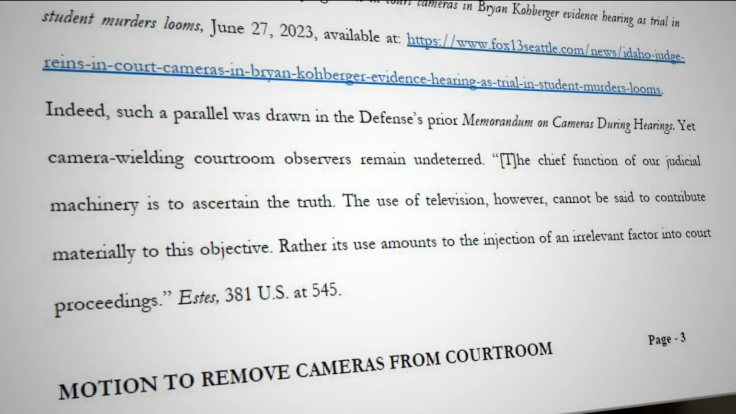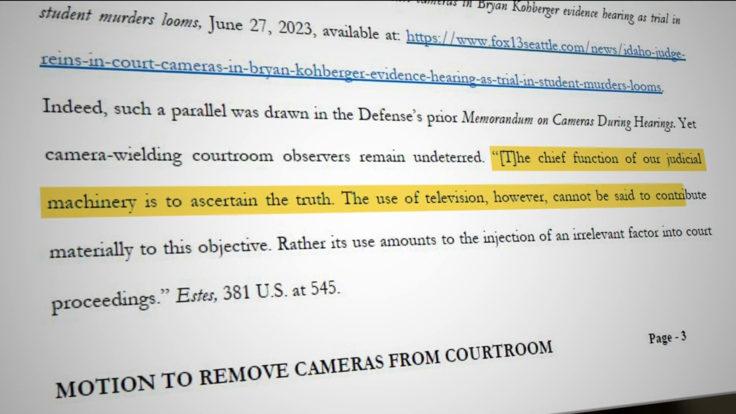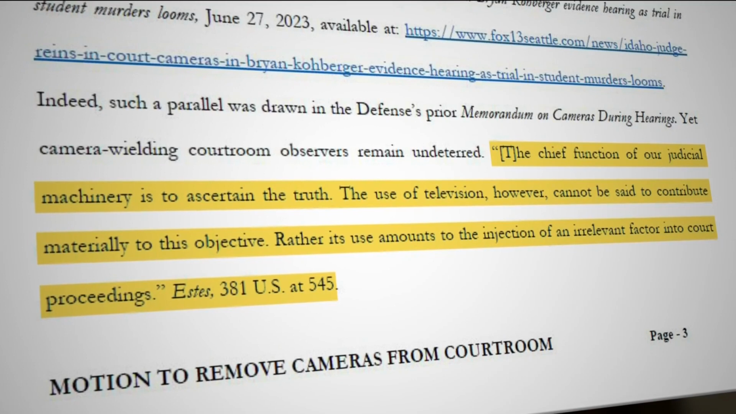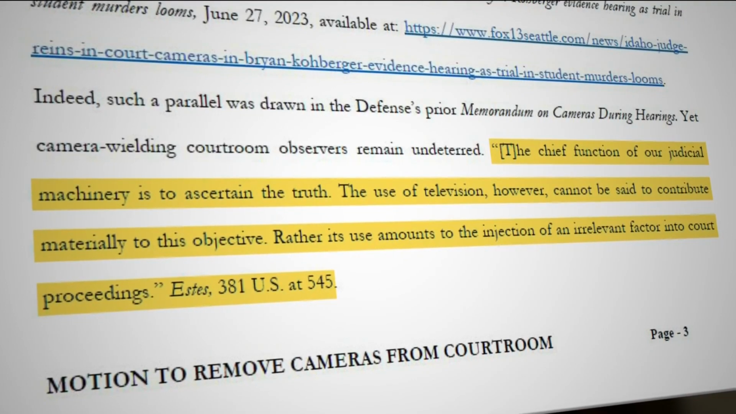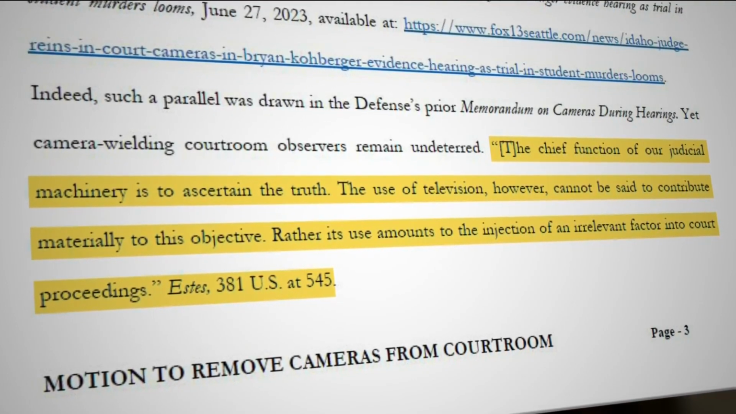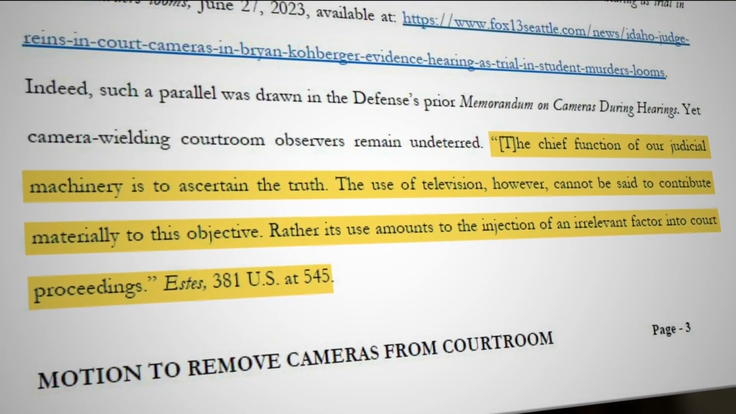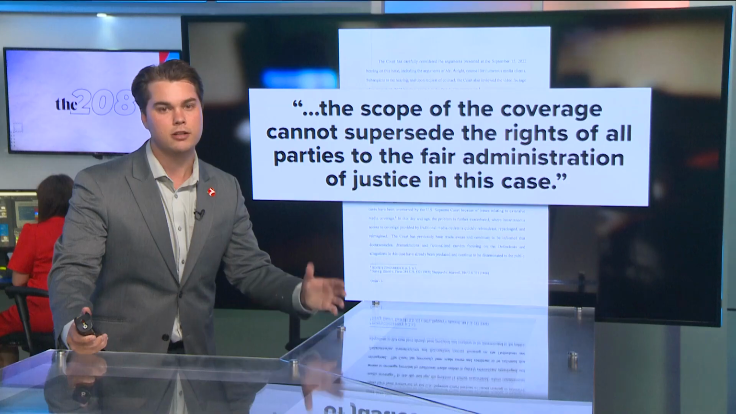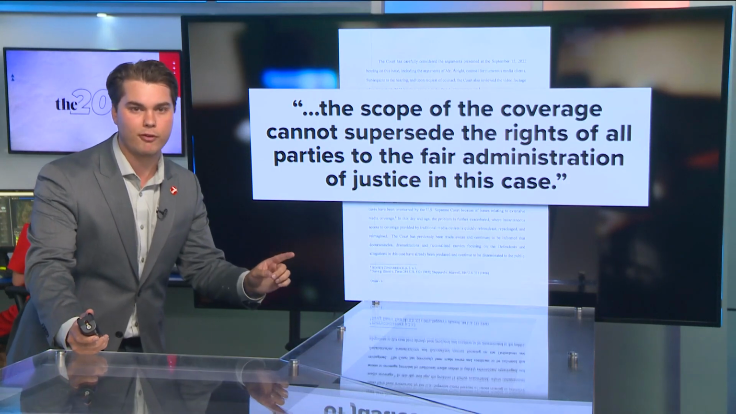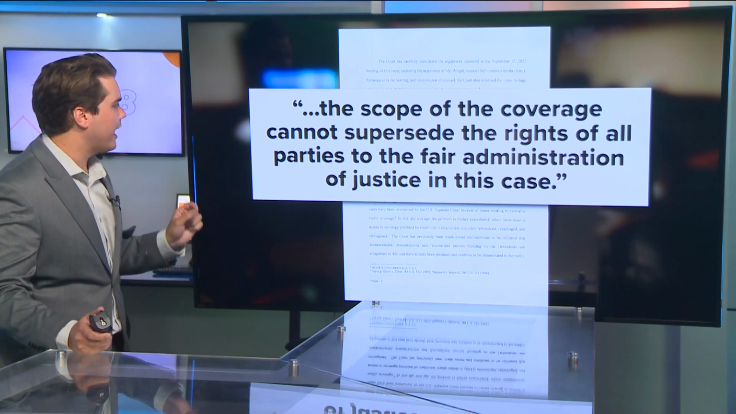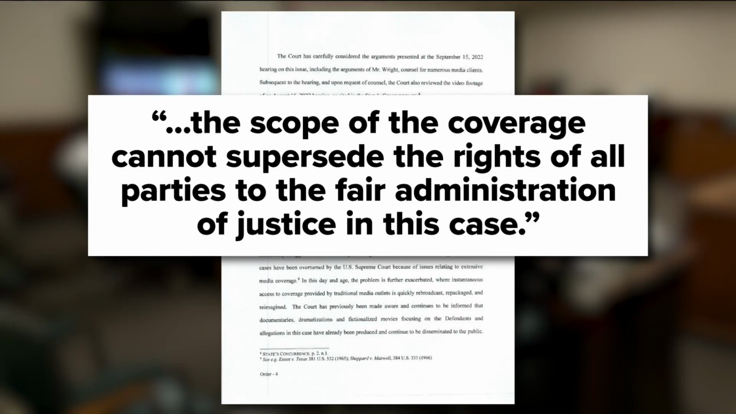Now, quoting that directly in Kohberger's motion, it says, the chief function of our judicial machinery is to ascertain the truth. The use of television, however, cannot be said to contribute materially to this objective. Rather, its use amounts to the injection of an irrelevant factor into court proceedings. Pretty strong language there, but it's paraphrased very similarly by the judge in Vallow's trial, where they say the scope of the coverage cannot supersede the rights of all parties to the fair administration of justice in this case. So that's sort of how that's paraphrased there.